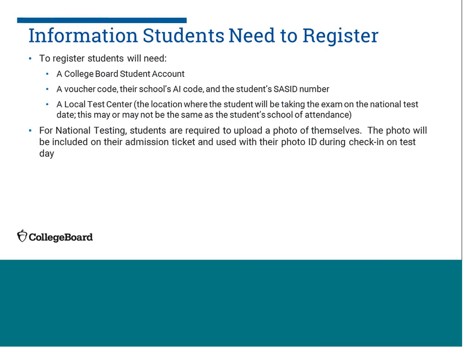For students to register, they're going to need a few things with them. First, they're going to need a College Board student account. That account is what's going to allow them to go through the online process. Second, they're going to need their voucher with the code and the AI code, which is your school code, and their SACID number. And then finally, they're going to have to identify a local test center, and this will be the location where the student will take the exam. This may or may not be your school, but they will identify a test center, and that will be where they sit for the SAT.